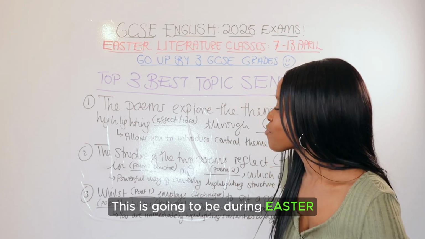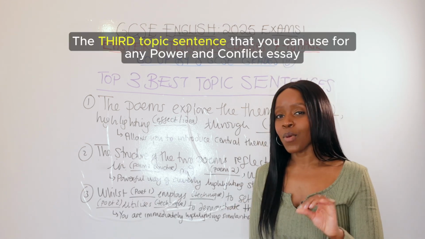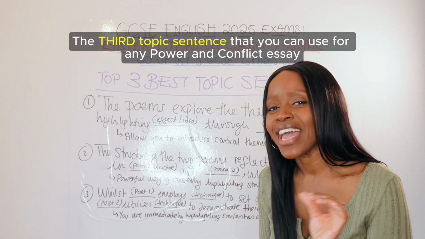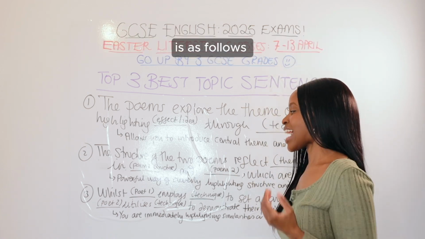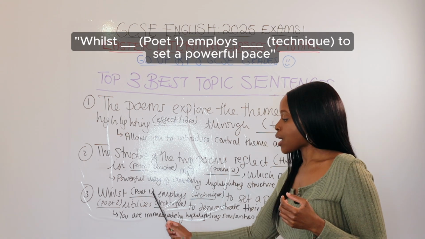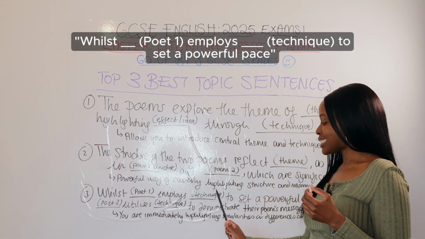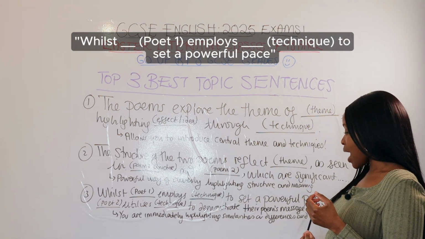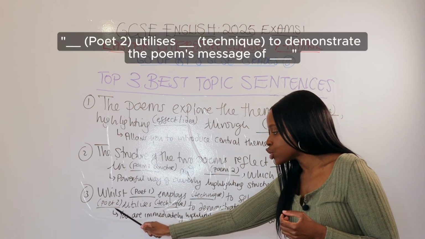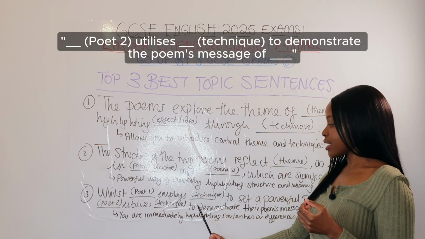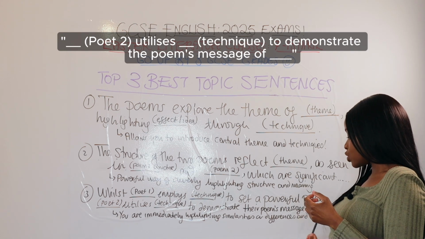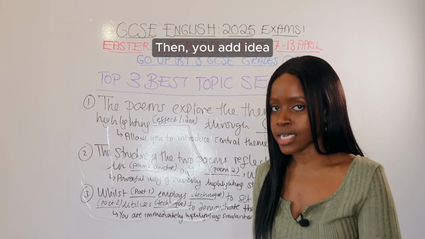Now, number 3, the third topic sentence that you can use for any Power and Conflict essay is as follows. Whilst poet 1 employs technique to set a powerful pace, poet 2 utilizes technique to demonstrate their poem's message of, then you add idea, okay?